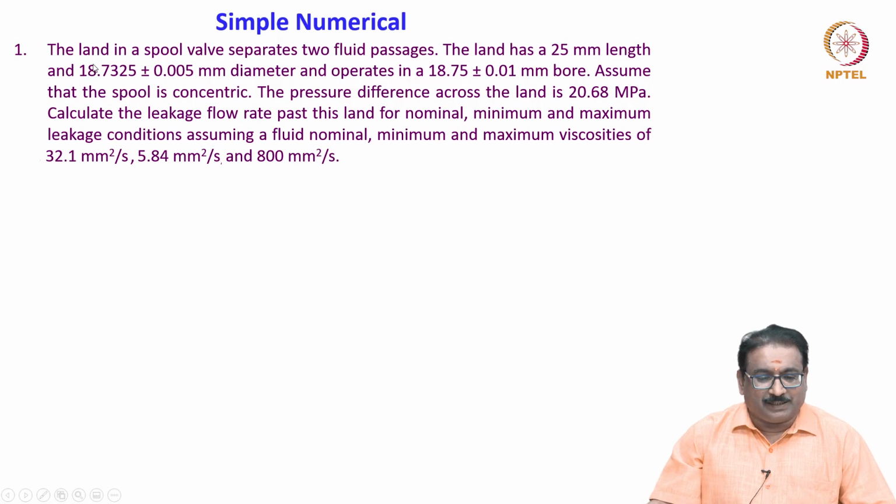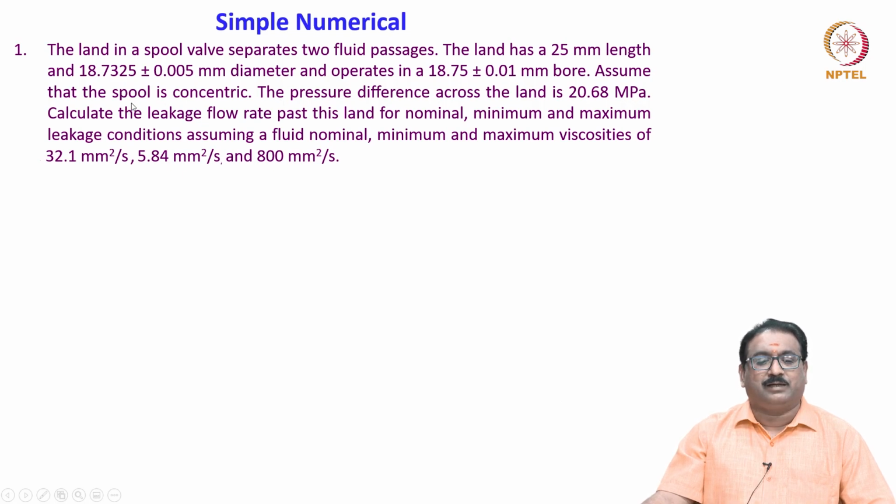The problem is like this: the land in a spool valve separates two fluid passages. The land has a 25 mm length and 18.7325 plus or minus 0.05 mm diameter, meaning I have mentioned the upper and lower limits here, and operates in a 18.75 plus or minus 0.01 mm bore. Again, the upper limit and lower limit for the bore are given.